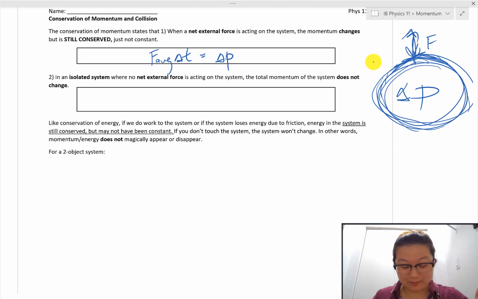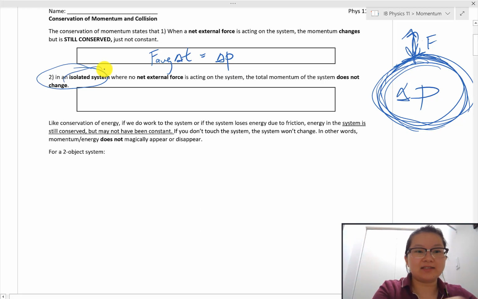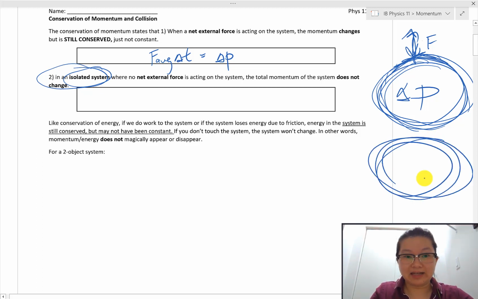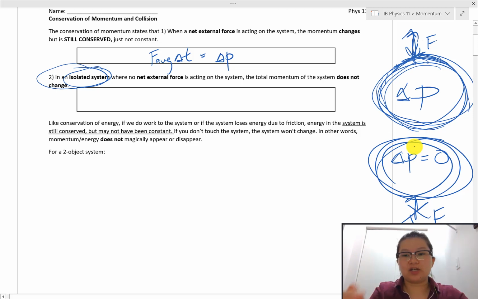But then oftentimes when we deal with problems in our textbooks, as well as when you're forced to regurgitate the definition of conservation of momentum on an exam, such as your IB exam, we often will use this one. This is the formal definition of conservation of momentum: in an isolated system, meaning nothing's going in and out, there is no exchange of forces, no net external forces acting on my system, and because of that, I have no change in momentum. My total momentum in my system stays unchanged.